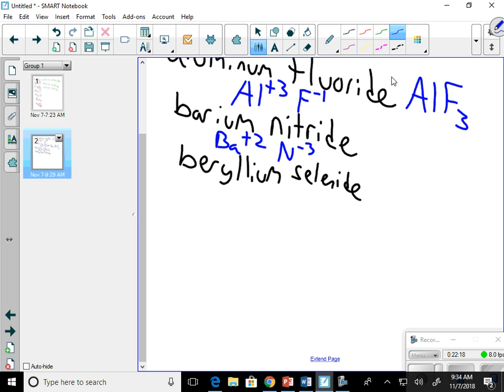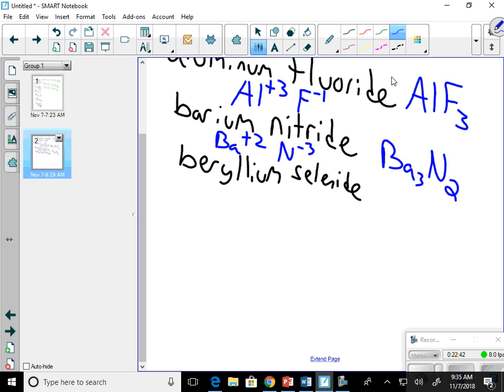This formula is a little more tricky. Ba3N2. If I have 3 bariums, I'd have a +6 charge. If I had 2 nitrogens, I'd have a -6 charge. They balance each other out. There has to be a balance in charges. That way electrons gained and lost are equal.